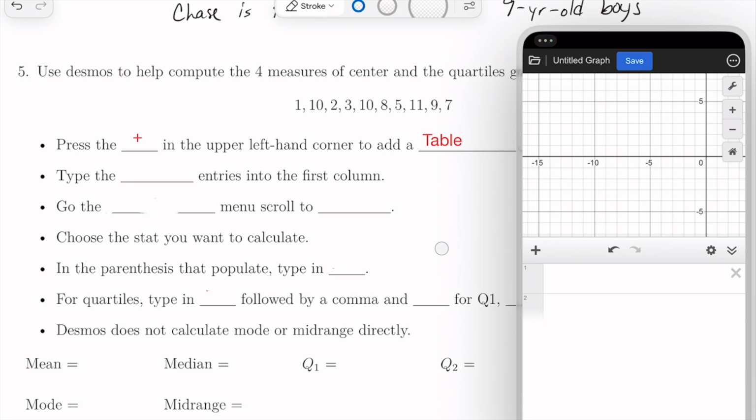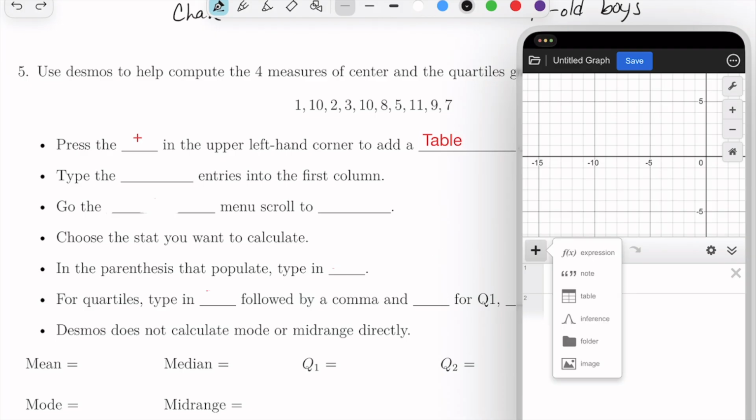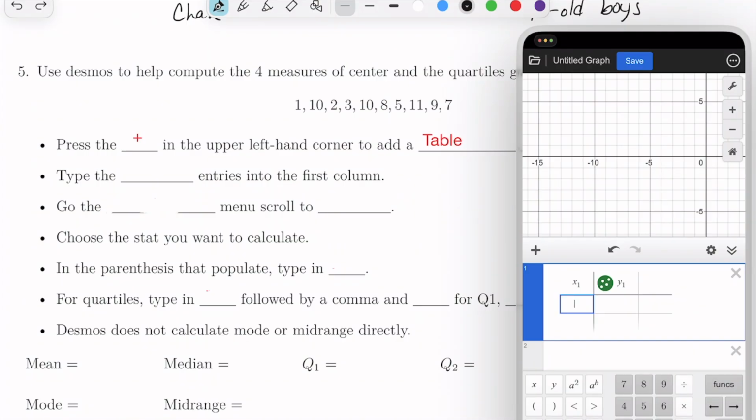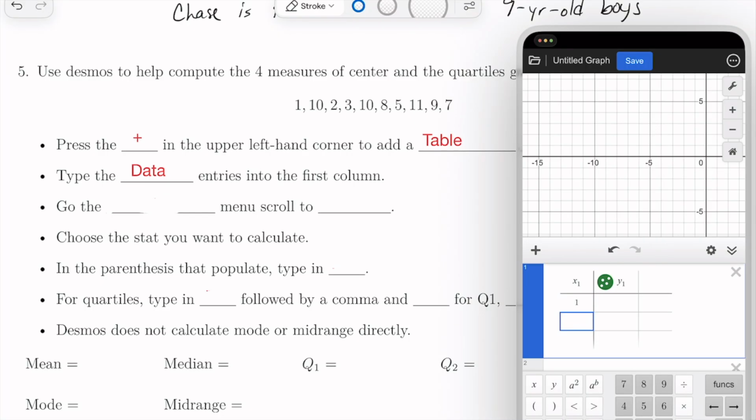And you'll notice that I do have that little plus sign right there, just to the right of that. I'll hit that first, and then I'll add in a table. Next, we are going to type the data entries into our first column. I'll just hit 1 and then enter, and it moves down. You can see this looks a little bit like an Excel spreadsheet or something from Sheets. Let's type them all in.